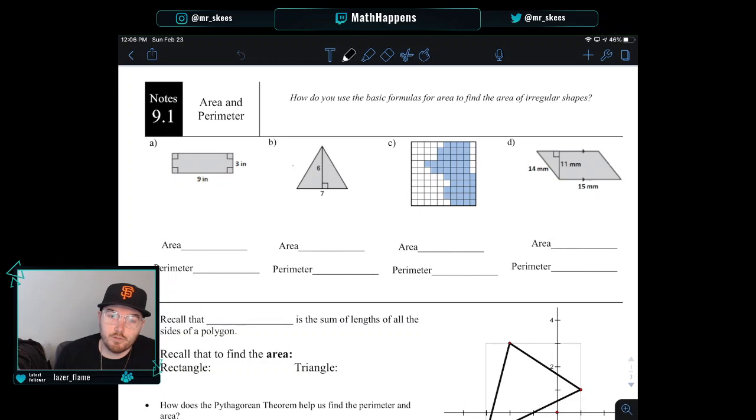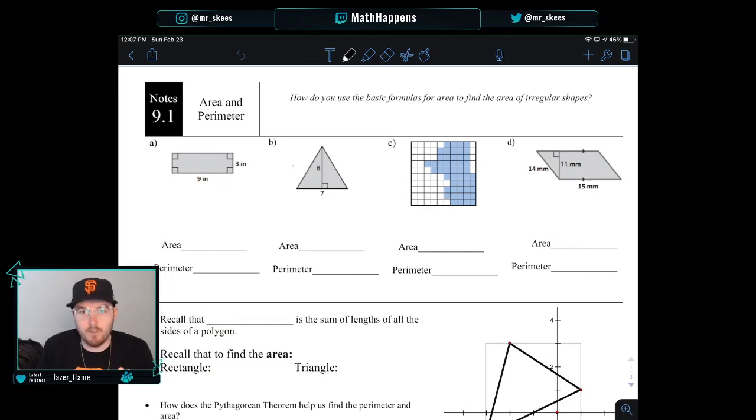We're gonna dive straight into lesson 9.1. The gist of this unit is area and perimeter, and then we'll look specifically at area and perimeter of circles in the next 2 lessons. We just ended a unit on circles and angles, so we're still sticking with the circle theme. Okay.